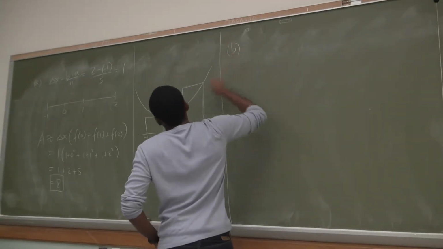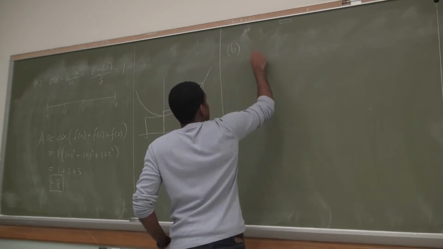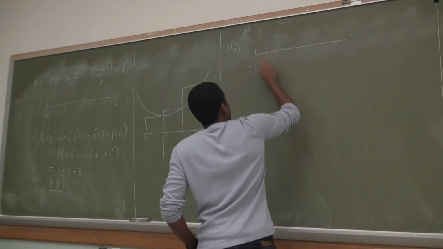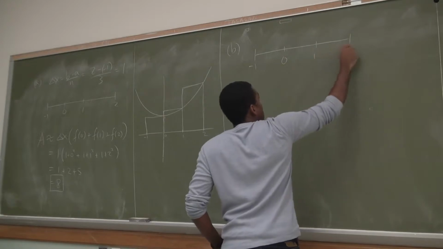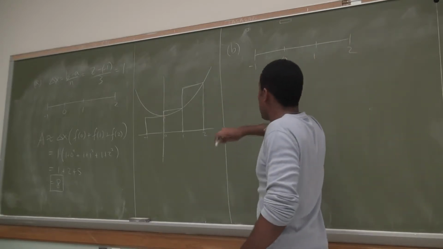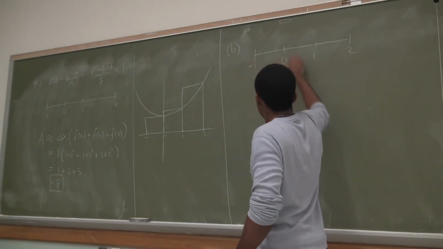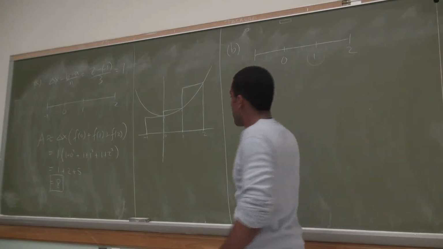Part B, we want to do left. So this is from -1, 0, 1, 2. We're taking the left-hand points. We'll take this one. This is right.